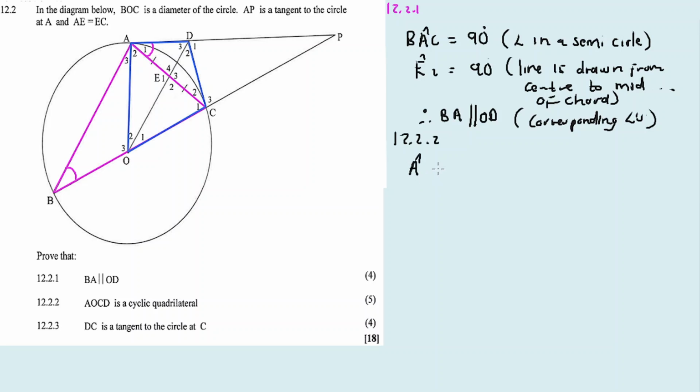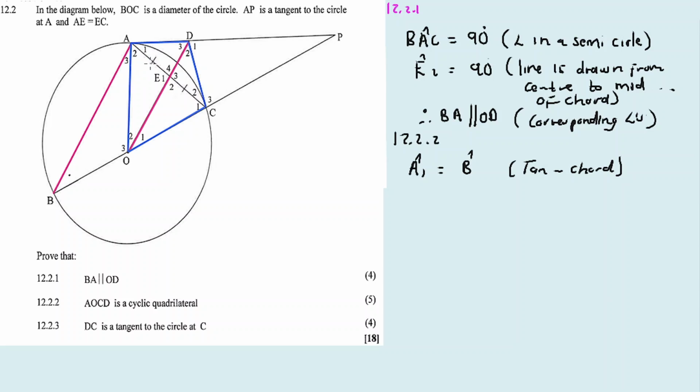Angle A1 is equal to angle B. Why? Tan-chord theorem, right? So this angle is equal to that angle, and we just proved that the lines BA and OD are parallel to each other. Therefore these parallel lines will become handy.